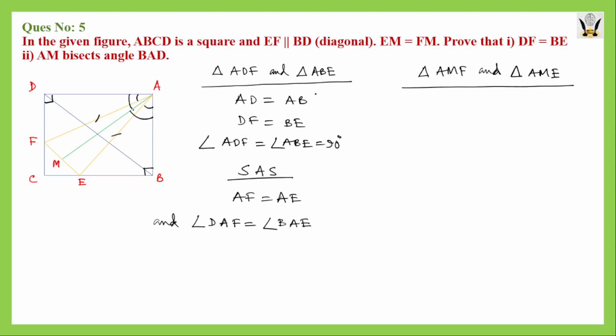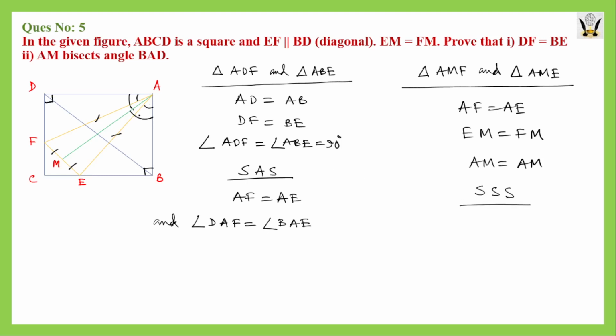Now if we consider these two triangles, we have just now proved that AF is equal to AE, and also we know from the problem statement that EM is equal to FM. So these two sides are also equal. And also what we can see is that AM is a common side, so we can say AM is equal to AM. That means between these two triangles, all the corresponding sides are equal. So we have side-side-side congruency between these two triangles.